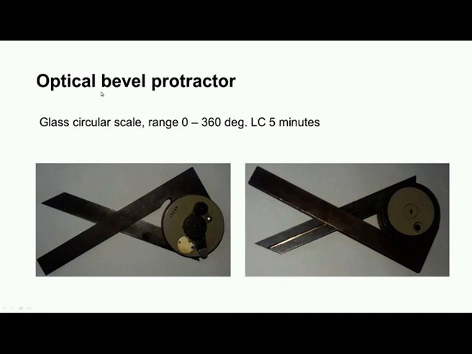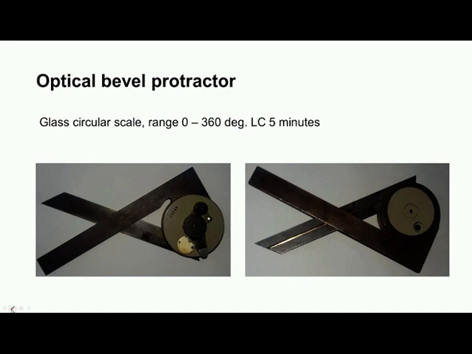So, another variation of bevel protractor instrument is optical bevel protractor. Here we can see there is a body which houses a circular glass scale which reads from 0 to 360 degrees. Again, least count in this particular case is 5 minutes. You can see the peeping hole here.